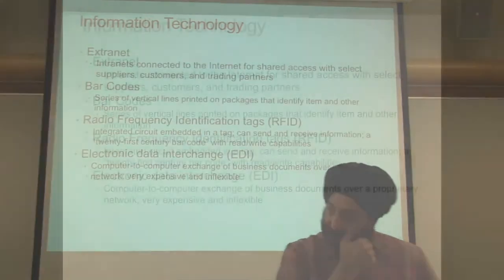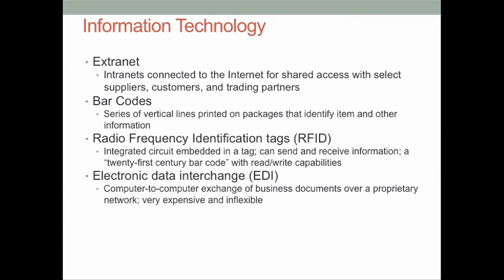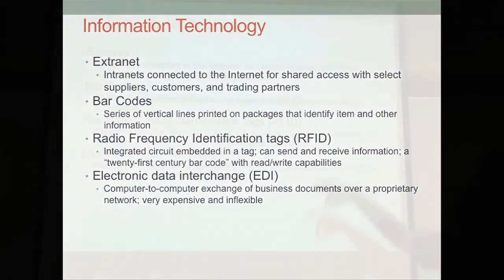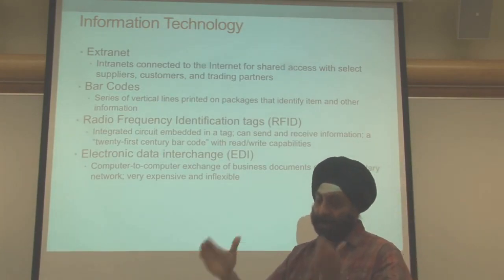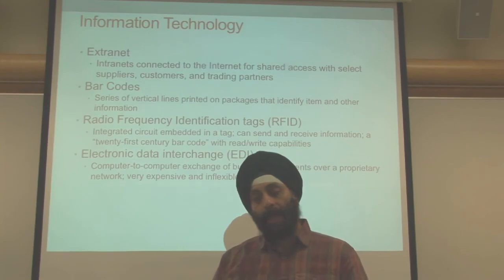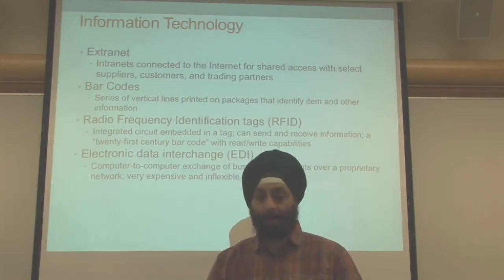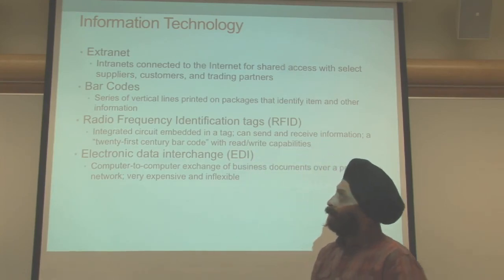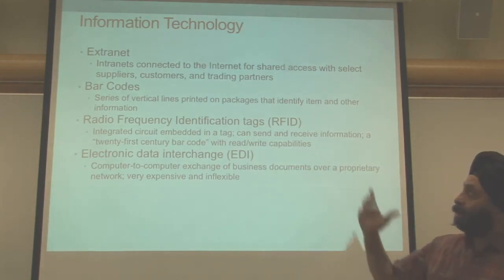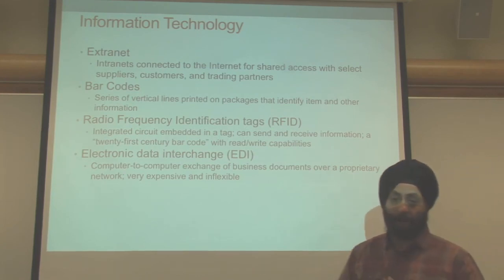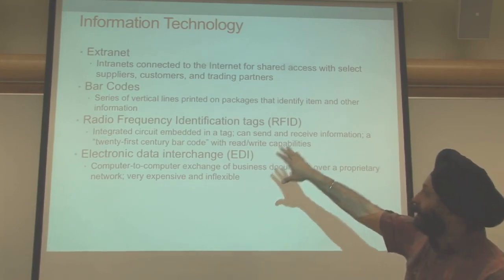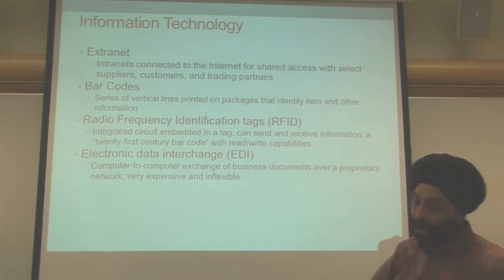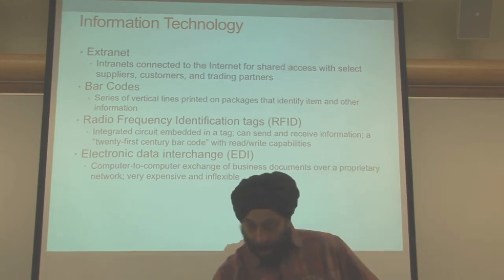And then you have extranet, which is intranet connected to the internet for shared access for select suppliers. So even though certain information is privy to a company, you have to share it with some of your suppliers. So you provide some linkages where outside suppliers, customers, or trading partners can have access. That's the extranet. Barcodes, in this case, a series of vertical lines printed on a package, and we'll discuss that in a bit more detail later on.